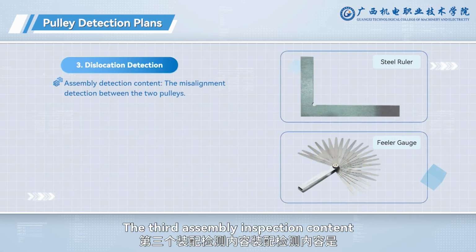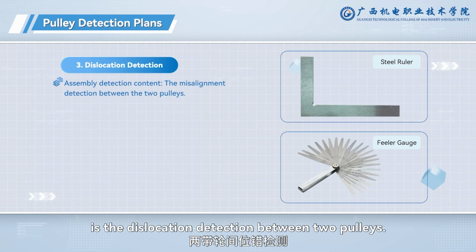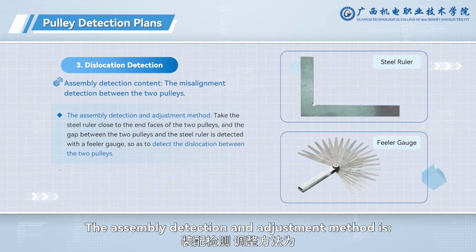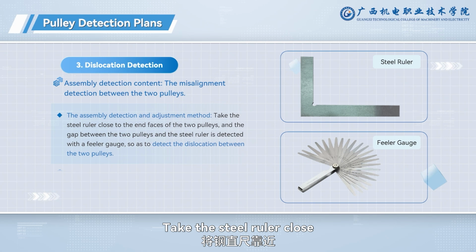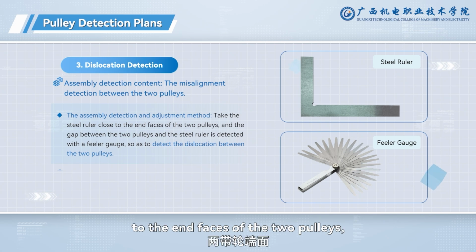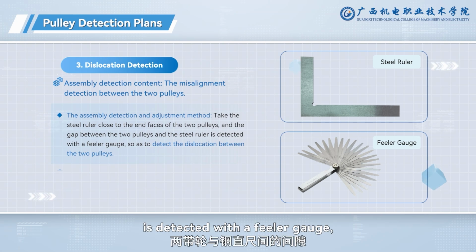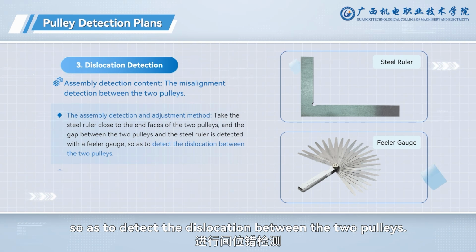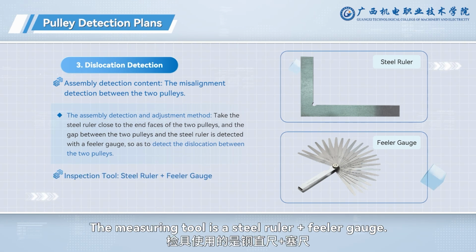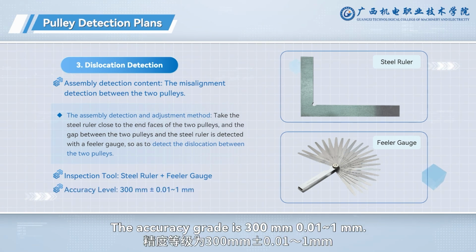The third assembly inspection content is the dislocation detection between two pulleys. The assembly detection and adjustment method is: take the steel ruler close to the end faces of the two pulleys, and the gap between the two pulleys and the steel ruler is detected with a feeler gauge, so as to detect the dislocation between the two pulleys. The measuring tool is a steel ruler plus feeler gauge. The accuracy grade is 300 mm plus or minus 0.011 mm.